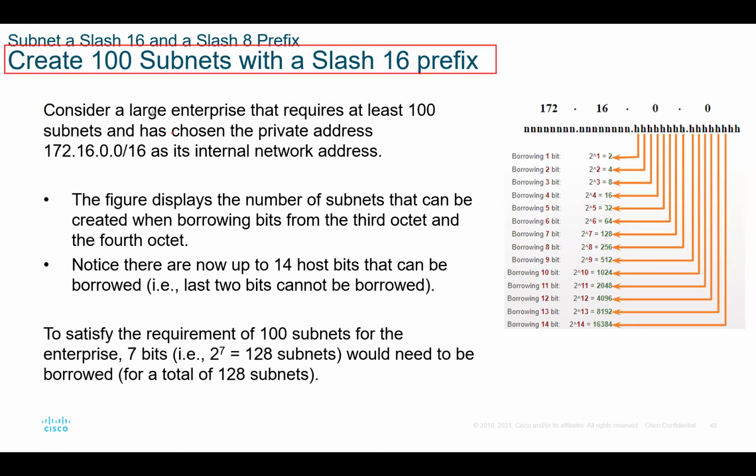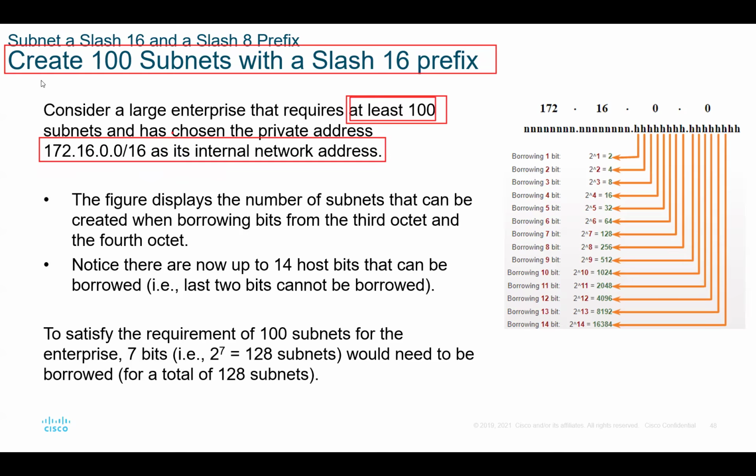Consider a large enterprise that requires at least 100 subnets and has chosen the private address range of 172.16.0.0/16. So this is the network address that they want. But you see here, they want to have at least 100 subnets.